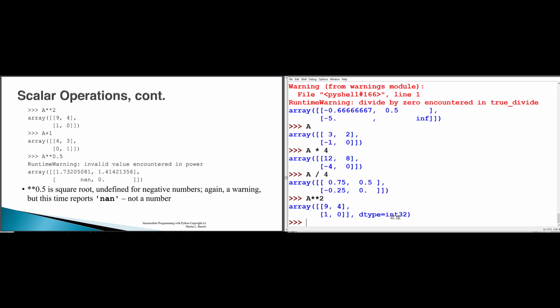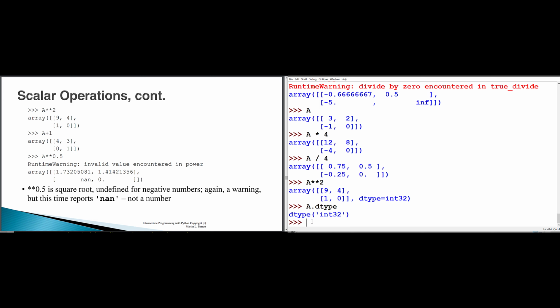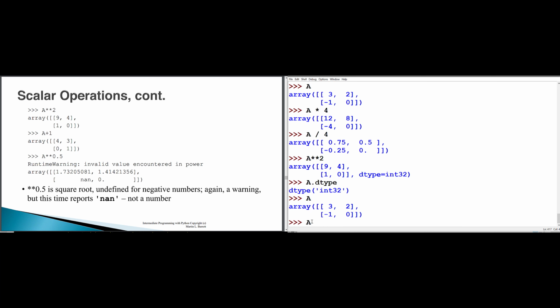I get told also that the data type of these things is int32. I'm not sure why I get that, because the data type of A itself is int32, so I'm not sure why displaying A squared shows me that as well. Well, whatever. If I say A, here's A. If I say A plus 1, that simply adds 1 to each item.